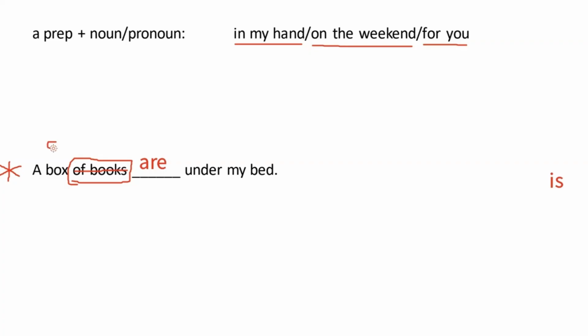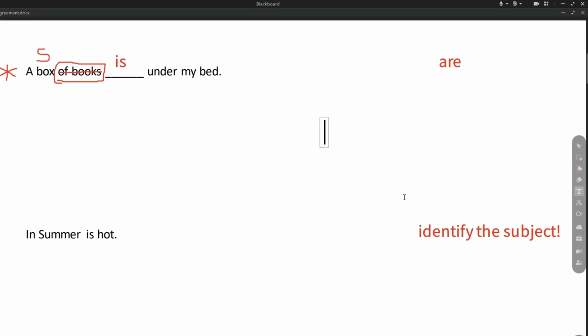We now have the subject a box, singular. You wouldn't say a box are, you would say a box is. This is why you need to identify prepositional phrases. They can interfere in matching your subjects and verbs.